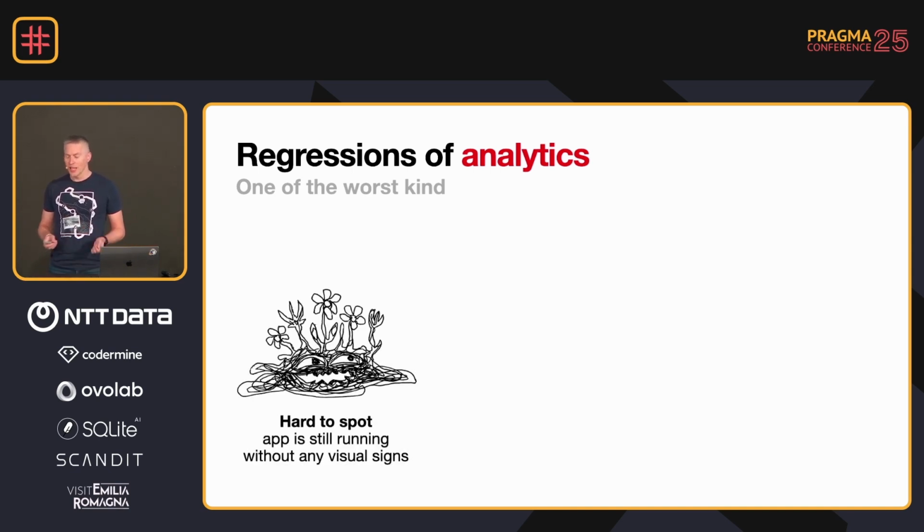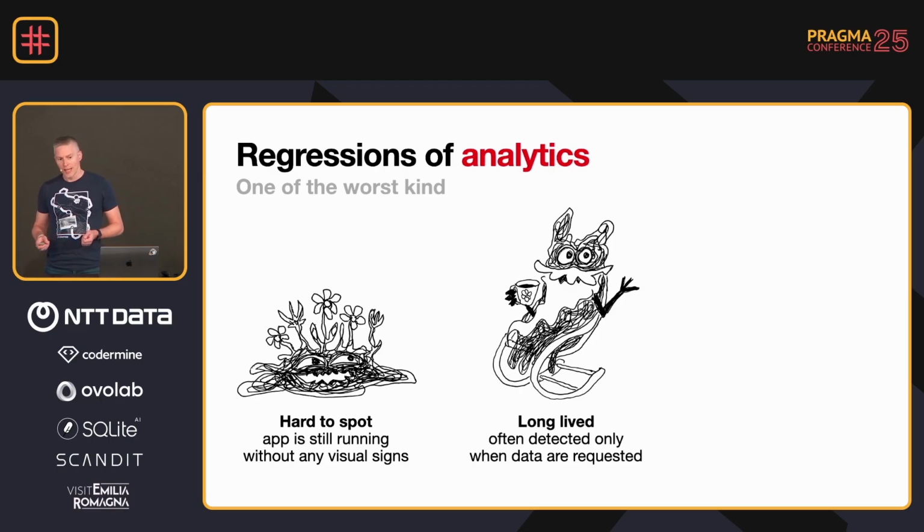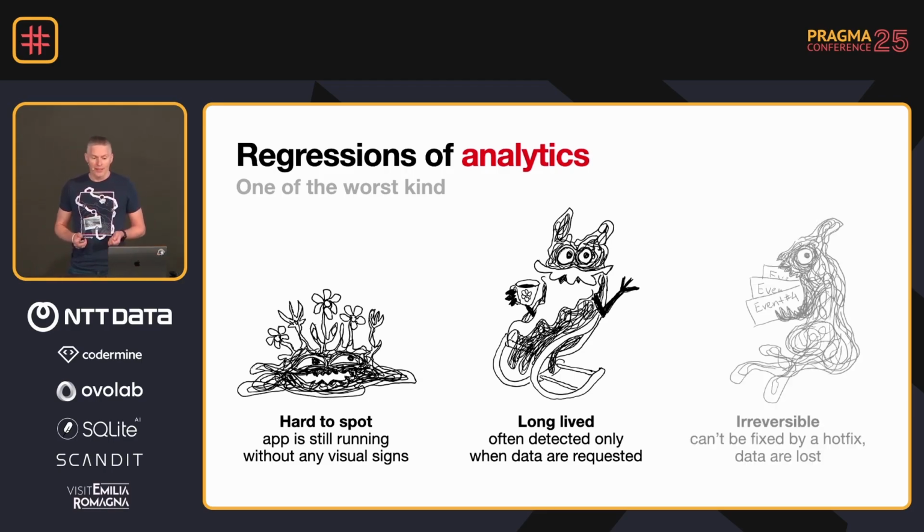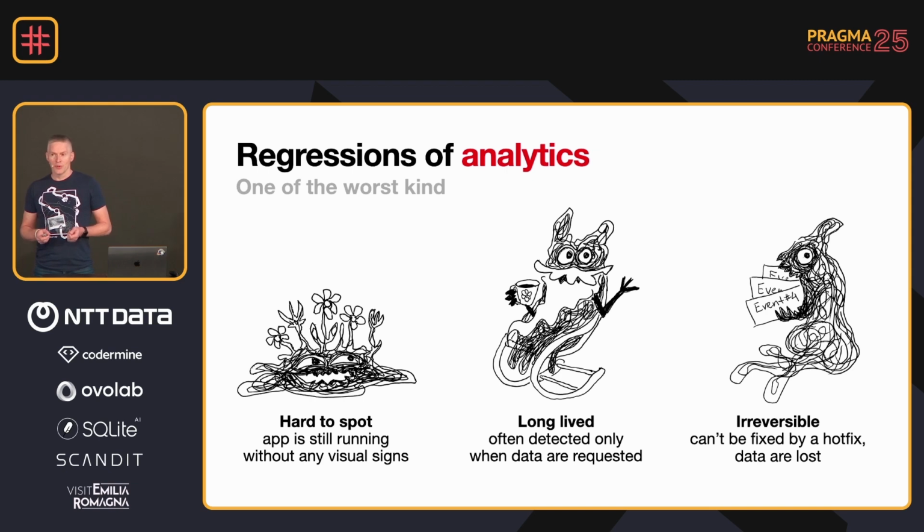First, they're sneaky. When it happens, the app visually looks as usual. Core functionality works. No users complain, no crash reports. And because of this, they tend to stay in the app for quite some time. And often you only realize that something has regressed after half a year. And it's too late. If you issue a hotfix, it will not solve the issue. You need to wait for another half a year to gather that data.